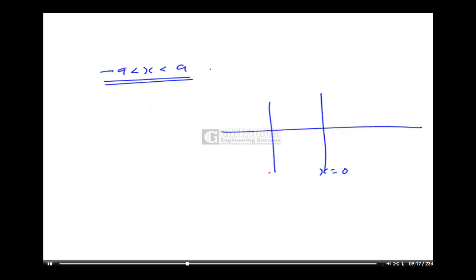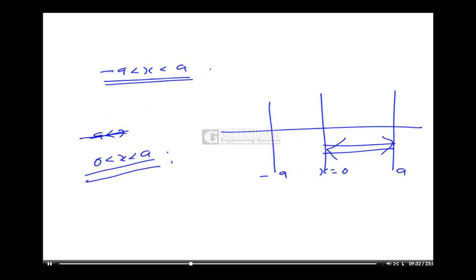Now for minus a less than x less than a, this is the region we have to consider. So this is x is equal to 0, minus a. First of all I am calculating in this region, that is 0 less than x less than a. Then what happens? In this region keep a unit charge. So this is the unit charge. Here I am having q, here I am having 4q, here I am having q.